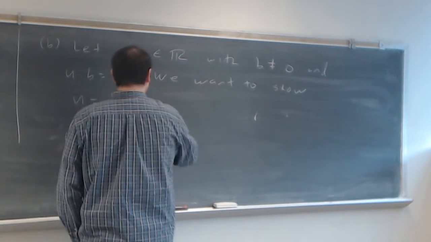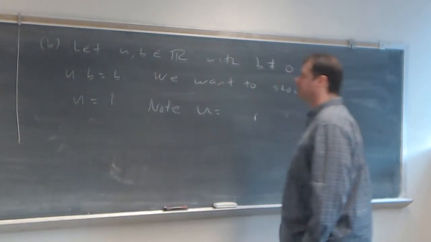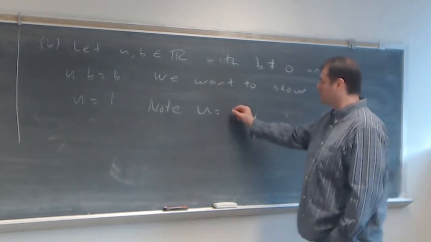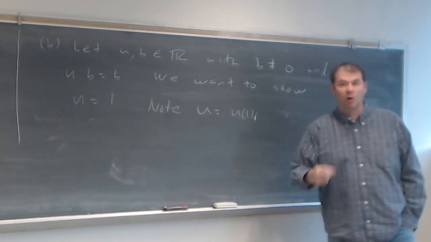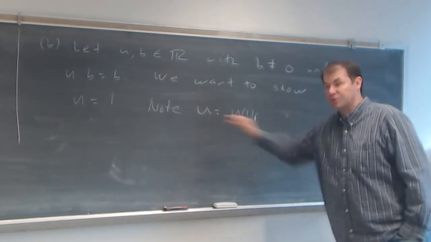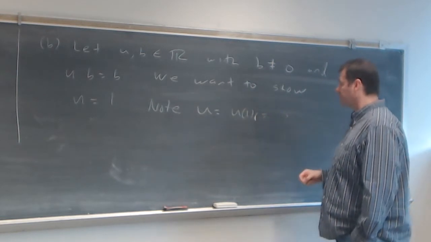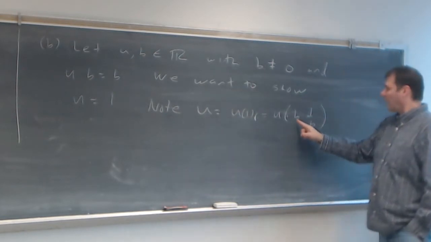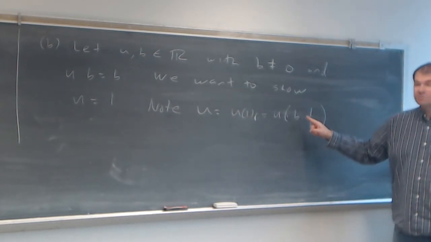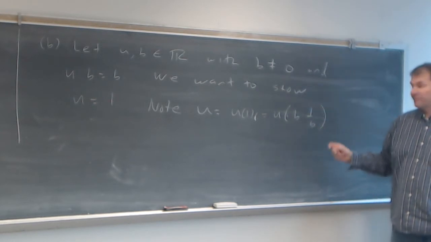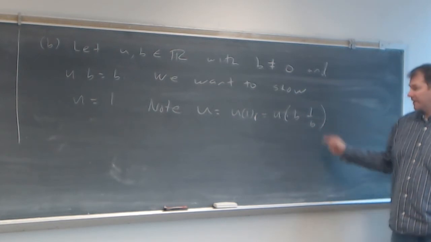Well, note, let's start off with U. U is equal to U times 1. So there's this real number 1. We learned from the algebraic properties of the real numbers that there's this number 1 such that when you multiply any number by 1, you just get that number. So U times 1 is U. Now I'm going to rewrite 1 as B times 1 over B, so U times B times 1 over B. Now, I know B times 1 over B is 1, because B is a non-zero real number, so I know 1 over B exists, the multiplicative inverse, such that if you multiply by B, you get 1.